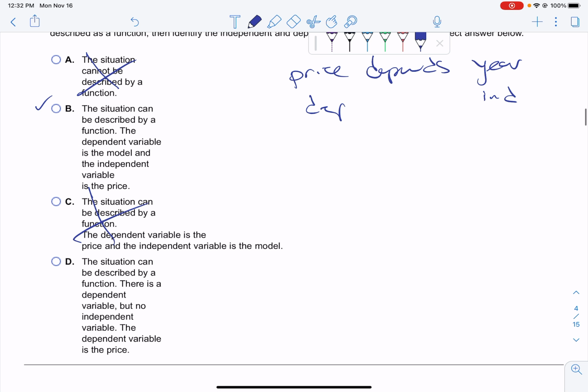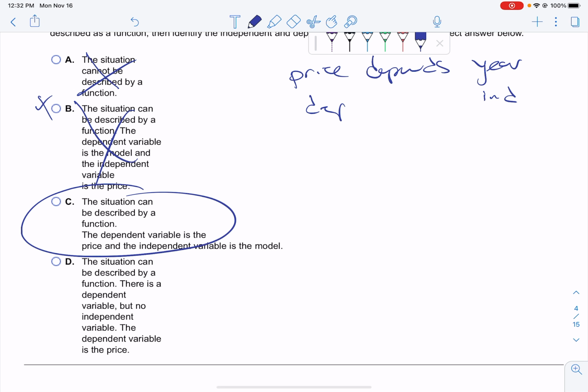Wait, isn't that what we just said? The dependent is the price. See, we marked the wrong one. B, the dependent is not the model. The dependent is the price. So we know it's not B. C is actually the one that we probably want. I read that backwards. The dependent is the price. We said that right here. The year is independent, the model.